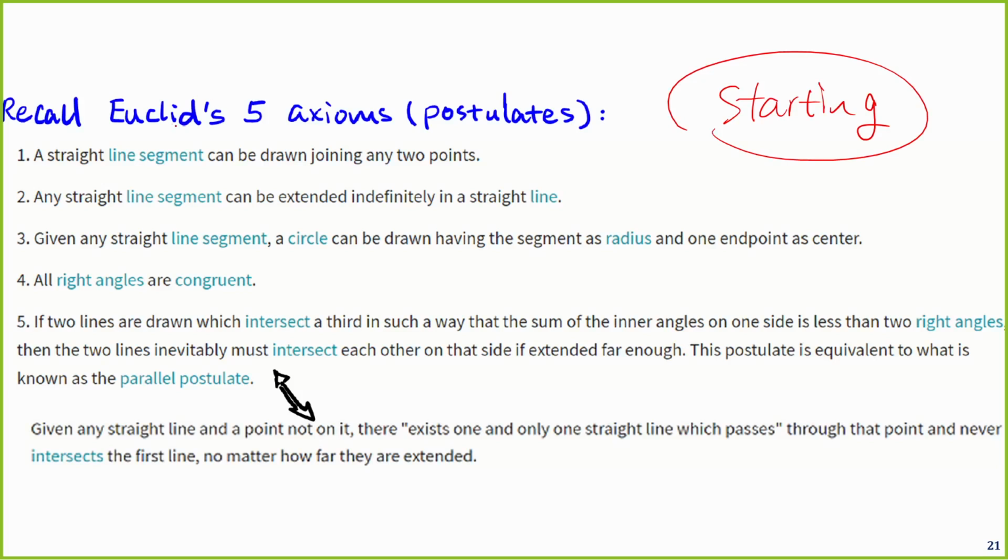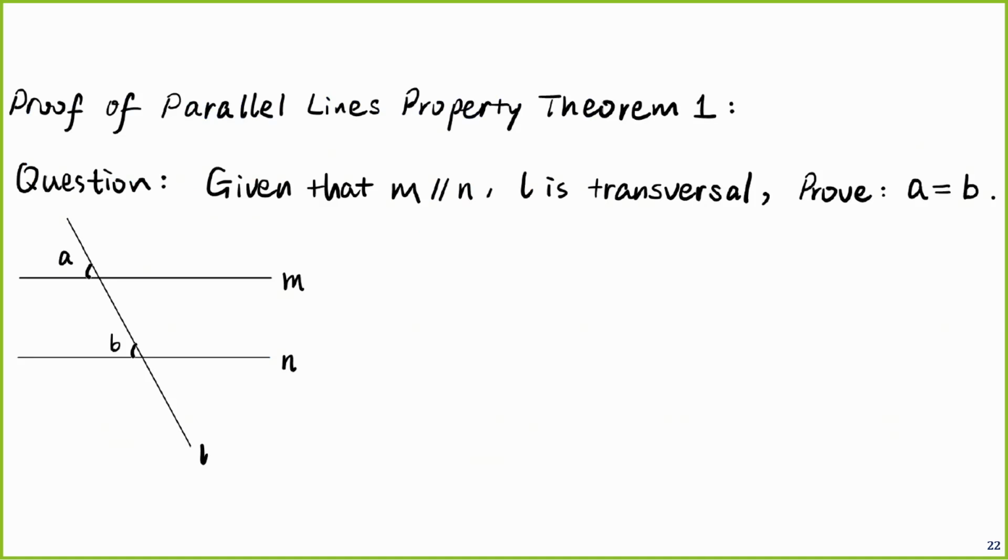Okay, let's have a look at Euclid's five axioms now. So probably you want to take a snapshot or write them down on a piece of paper and use these five axioms, which are necessary to prove the first theorem. Once the first theorem is proved, the remaining theorems are very easy to prove. Okay, so let's have a look at the first one. Given that M is parallel to N, L is a transversal, can you prove two angles A equals B? How can you do this?